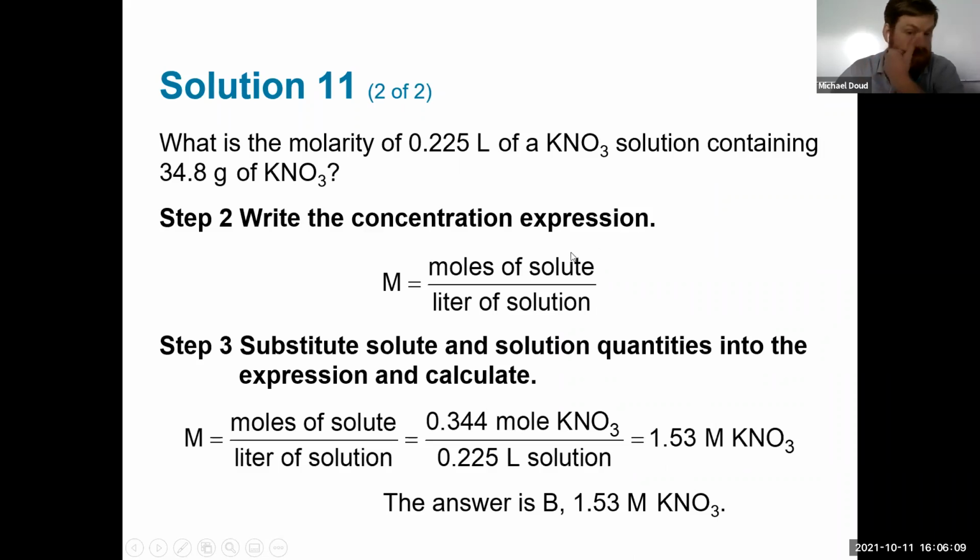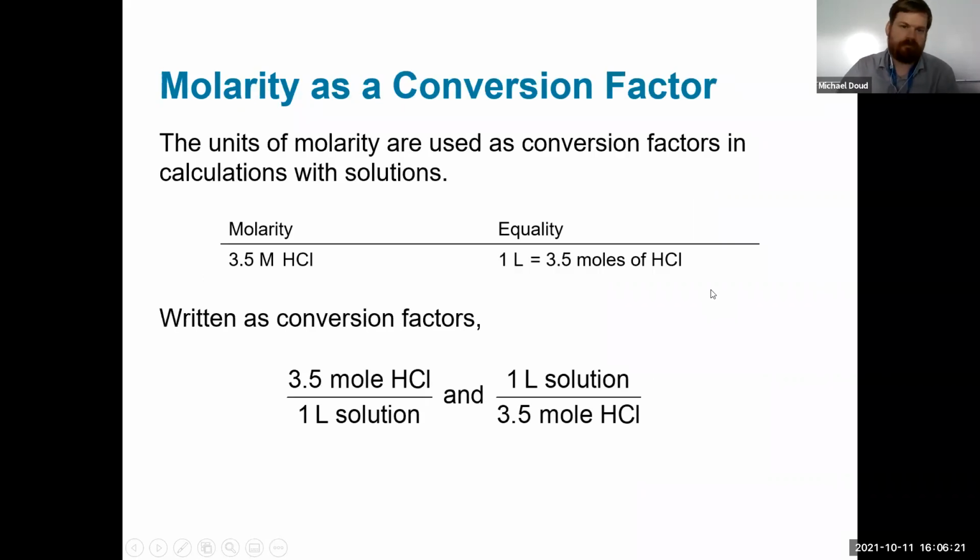Okay, so now we have the moles of solute, we know the liters of solution, so we plug our numbers in: 0.344 moles of potassium nitrate for every 0.225 liters of solution. The answer is 1.53 molar potassium nitrate. So that's how you measure molarity, but the strength of molarity comes from its use as a conversion factor.